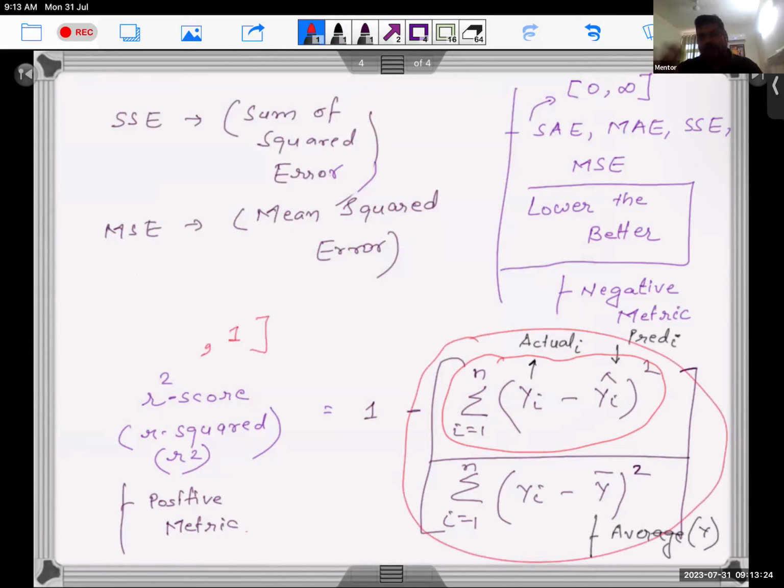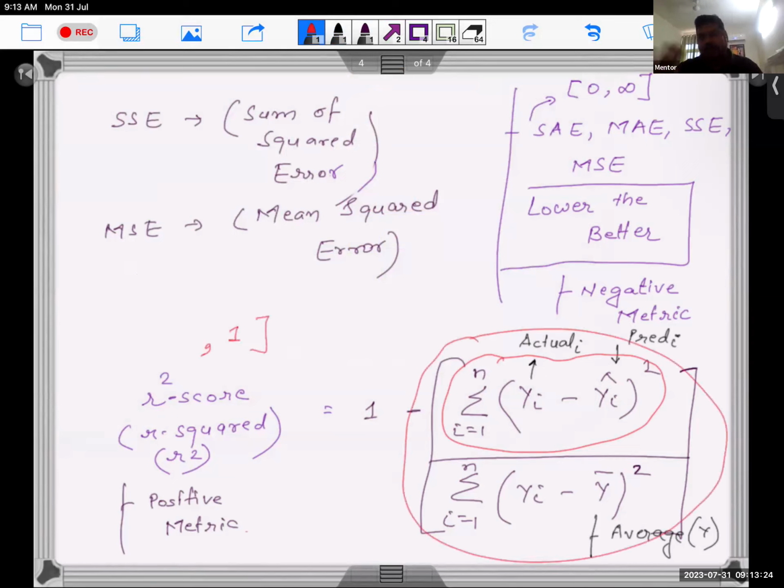Sir, can you repeat the question, please? The question is, see, currently I know that sum of absolute errors is lower the better, right? So I want to modify the sum of absolute errors in a way such that the value that I get is indicative of higher the better. A higher value should indicate better performance. What change would you do in this sum of absolute errors?